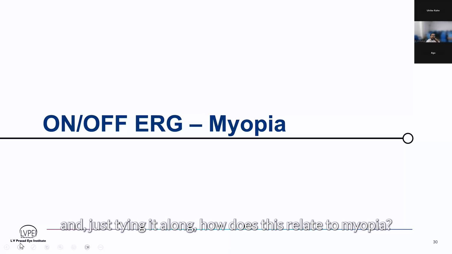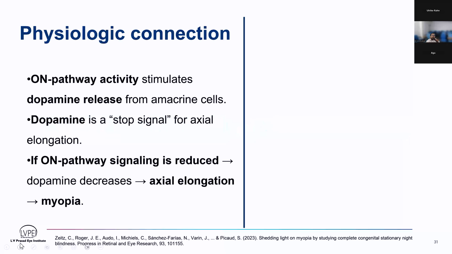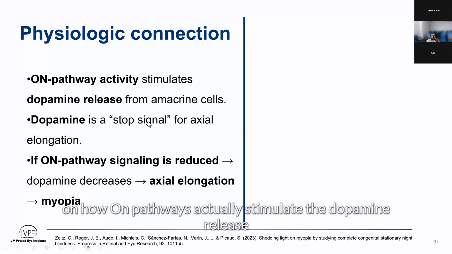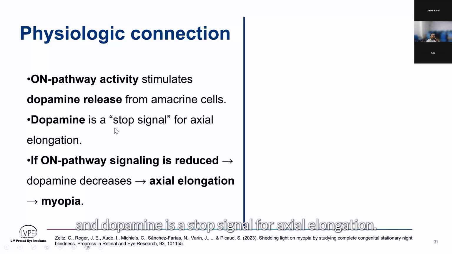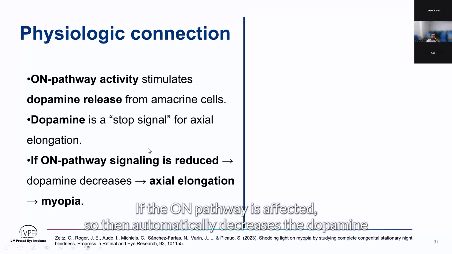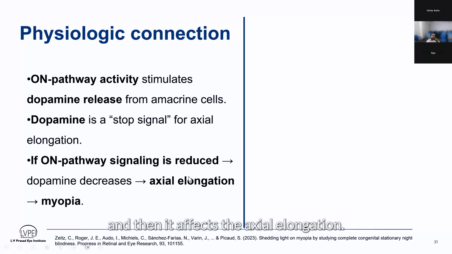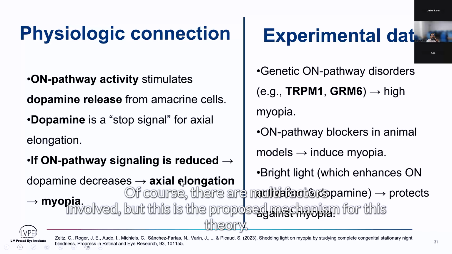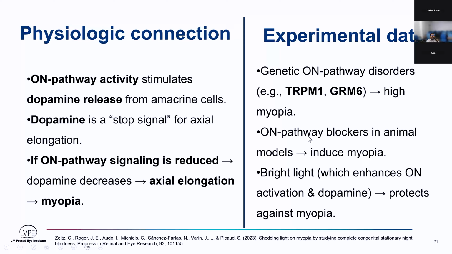And just tying it along, how does this relate to myopia? There are recent studies that have looked at how the on pathway stimulates dopamine release, and dopamine is a stop signal for axial elongation. If the on pathway is affected, it automatically decreases the dopamine, and that affects the axial elongation. That's the proposed mechanism. Of course, there are multiple factors involved, but this is the proposed mechanism for this theory.